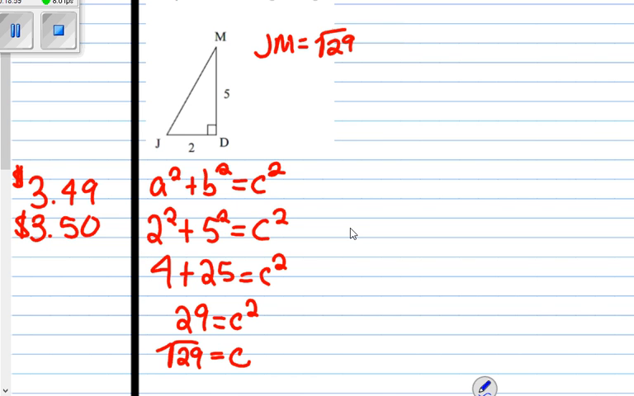Oh, D. Which angle? An angle is of 1 letter. Do I know angle J, angle M, or angle D? D. How much is D? 90 degrees. So we don't need to find D. We need to find J and M. So let's find J first.